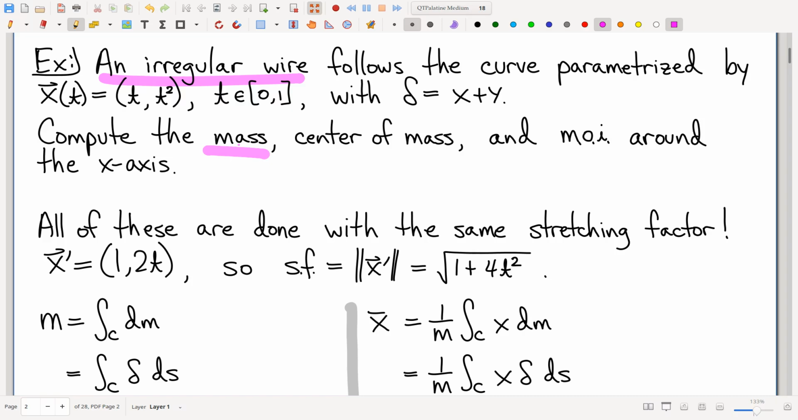And I have some specifics of how the wire is curved. It's curved according to this parameterization. That tells me exactly how the wire is curved. And by the way, here's how mass is distributed on that wire. It depends on the location per that formula. So in some places it's more mass per unit length. In some places it's less mass per unit length. Does everybody see the scenario we're trying to address?